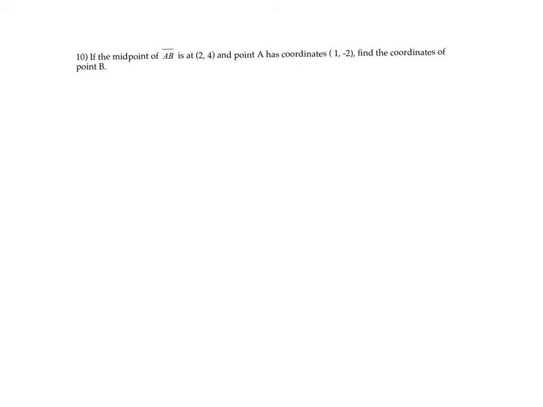Okay, number 10, we have a little bit of a challenge here. So we have this line segment, AB. And you know I like to have visuals. And it has a midpoint. And I'm just going to call that M for midpoint. And we're told that AB has a midpoint at 2, 4. And point A has coordinates 1, negative 2. And we want to find the coordinates of point B.